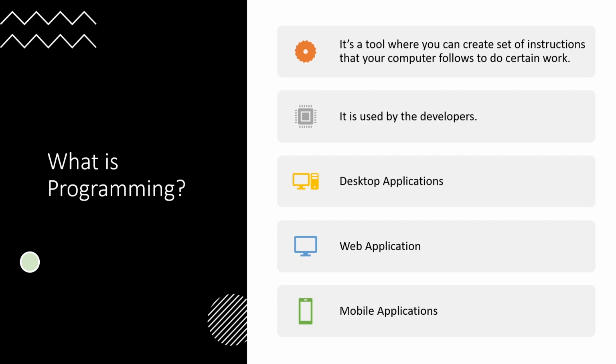That can be anything that is done by programming, and it is used by developers. That's a very important point. And what kind of things can you build with a programming language? You can build a desktop application which you can run on a desktop or laptop. You can build web applications like YouTube, Facebook, Amazon. These are web applications, and mobile applications can also be built.